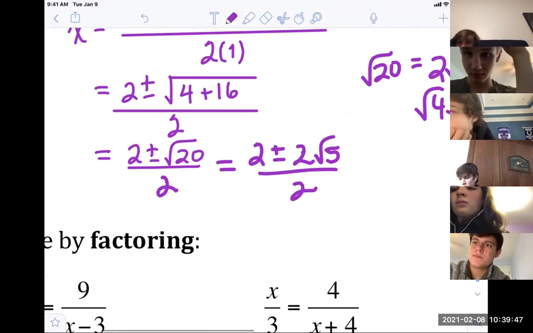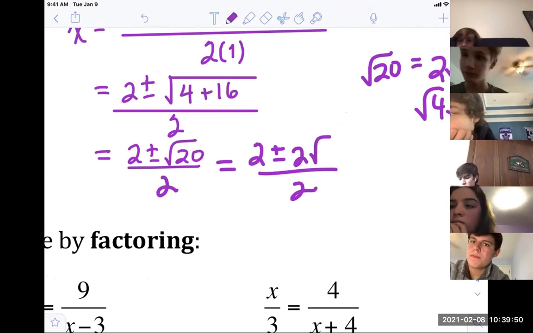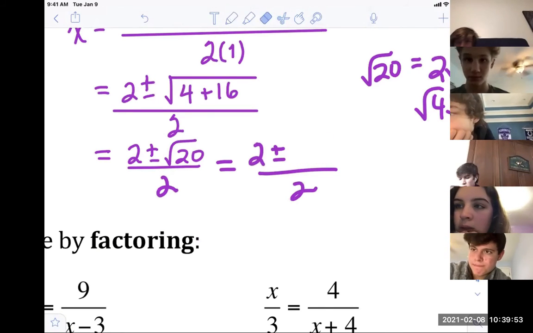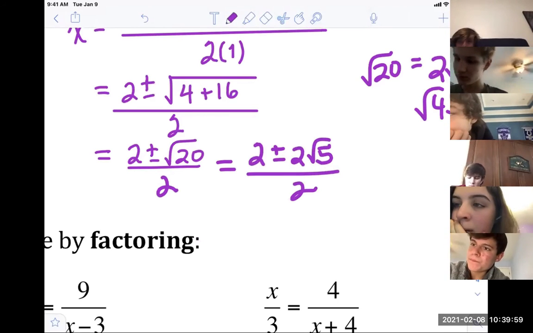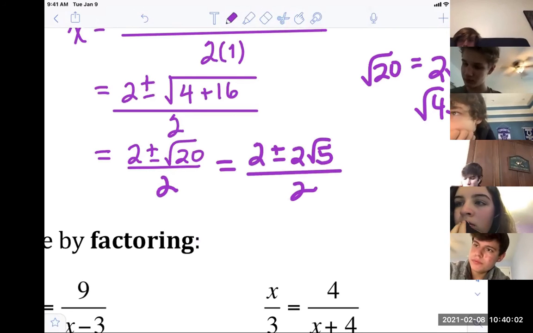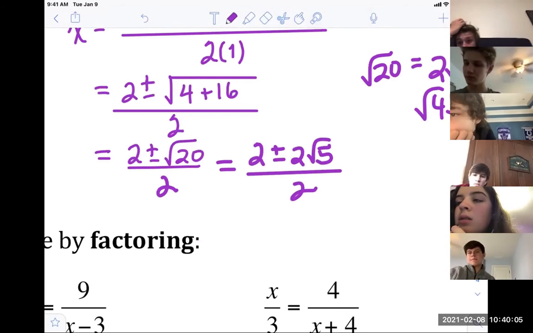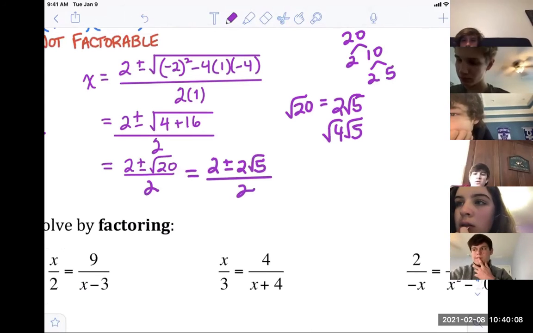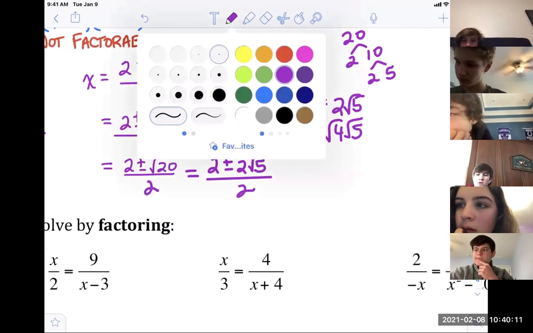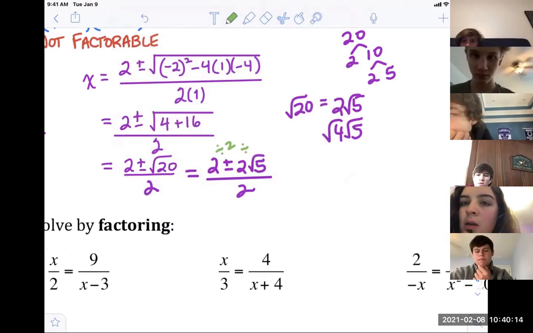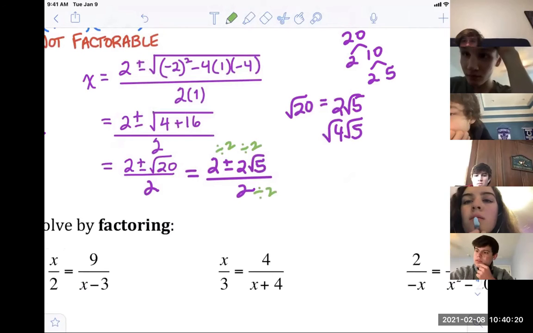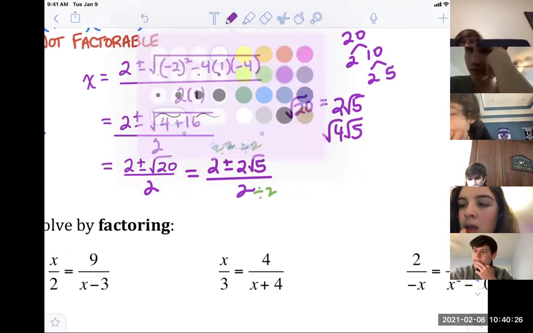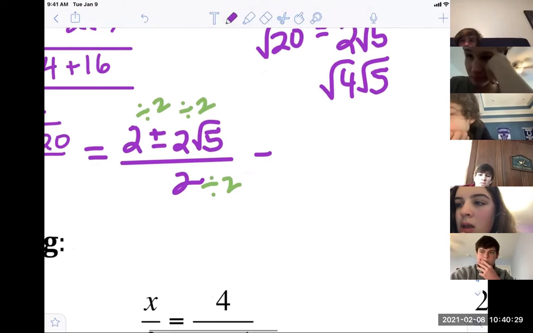And again, notice that we're simplifying the radical before we do any dividing. Oops, sorry. I'm talking and not paying attention. 2 root 5 all over 2. All right, Mark. Now what? Divide by 2. So it comes out a square root of 5. What happens when you divide 2 by 2? Is that 0? It becomes 1.